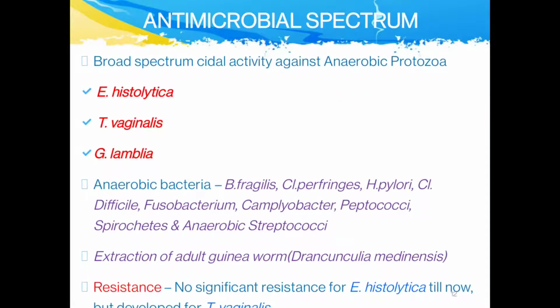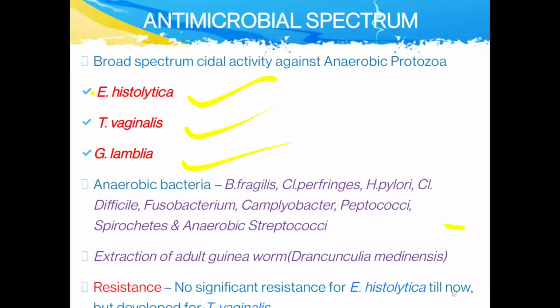Antimicrobial spectrum: broad spectrum cidal activity against protozoa. Three are listed: E. histolytica, T. vaginalis, G. lamblia. It also has an anaerobic bacterial spectrum: B. fragilis, C. perfringens, H. pylori, Fusobacterium, Campylobacter, Peptococci, spirochetes, and anaerobic streptococci.